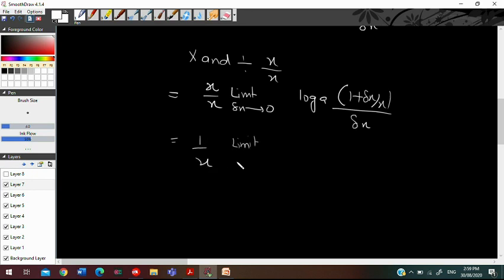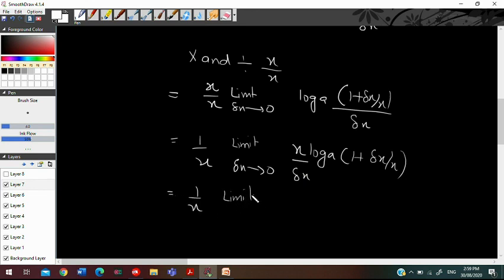Now 1 by x is not required inside, so we write 1 by x outside, and then the limit as delta x approaches 0 of x into log base a of 1 plus delta x by x. If I write delta x over here, it makes no change. So 1 by x, limit as delta x approaches 0, log base a of 1 plus delta x by x, whole power x by delta x.